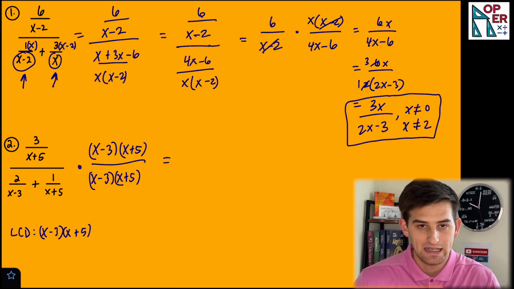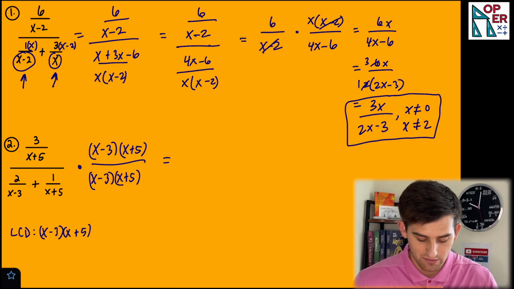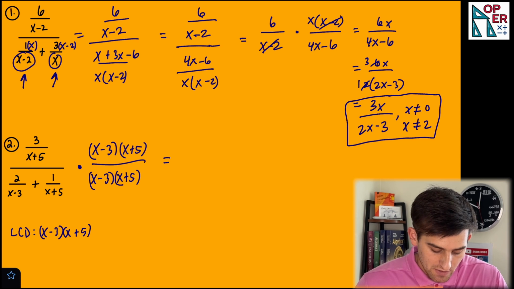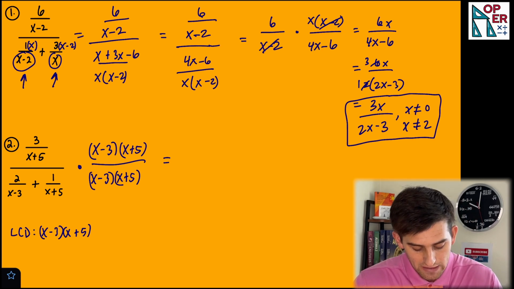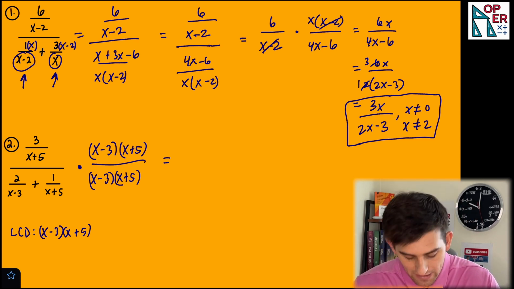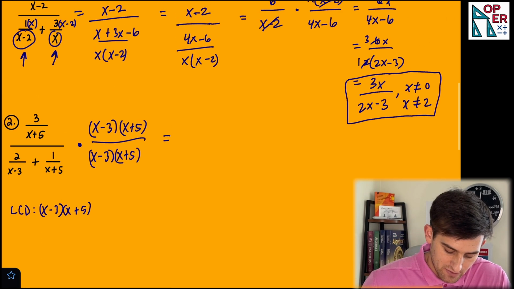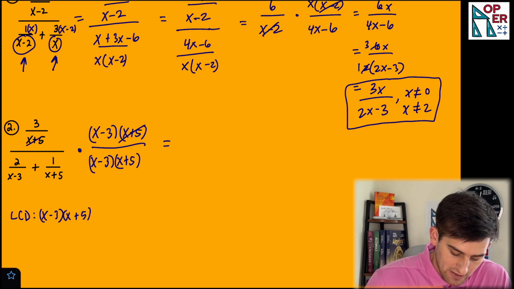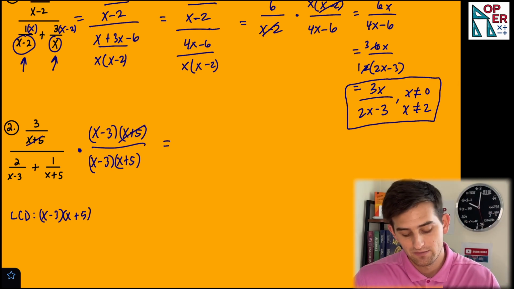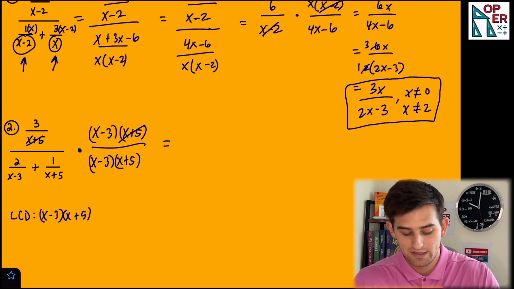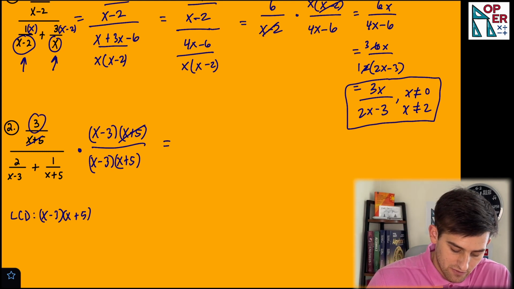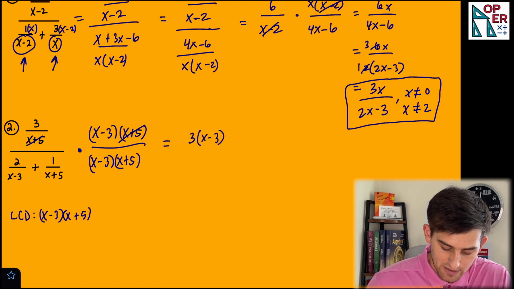There's some things that are going to cancel, some things we need to multiply, and I'll try and represent that as best I can. If we look at our numerator here, we have 3 over x plus 5 times x minus 3 times x plus 5. Well, this x plus 5, sorry about that, this x plus 5 will cancel with that x plus 5, because on the left it's in the denominator and on the right it's in the numerator. So now we're just left with 3 times x minus 3. We'll just leave it, we won't multiply here, 3 times x minus 3.